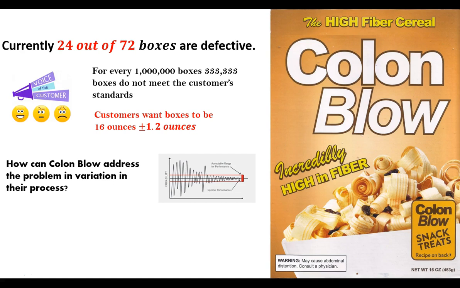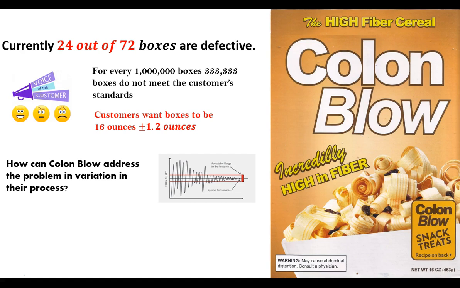But Six Sigma isn't just about pointing out problems. It's actually about addressing problems. So the question comes up is, how can Kohlenblow address the problem in variation in their process? We can see that it's clearly a variation issue.